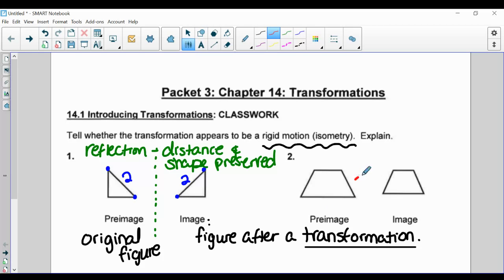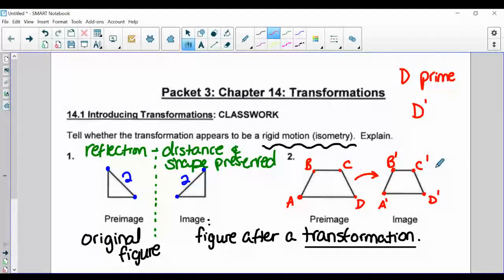Now in this figure, it looks like it has shrunk down from the pre-image, from the original to the new image. One thing you want to know is that if this is labeled as A, B, C, and D, the image will have the same letter, but a little apostrophe, which we read as A prime. So A prime is the image of A, B prime is the image of B, C prime is the image of C, and D prime is the image of D.